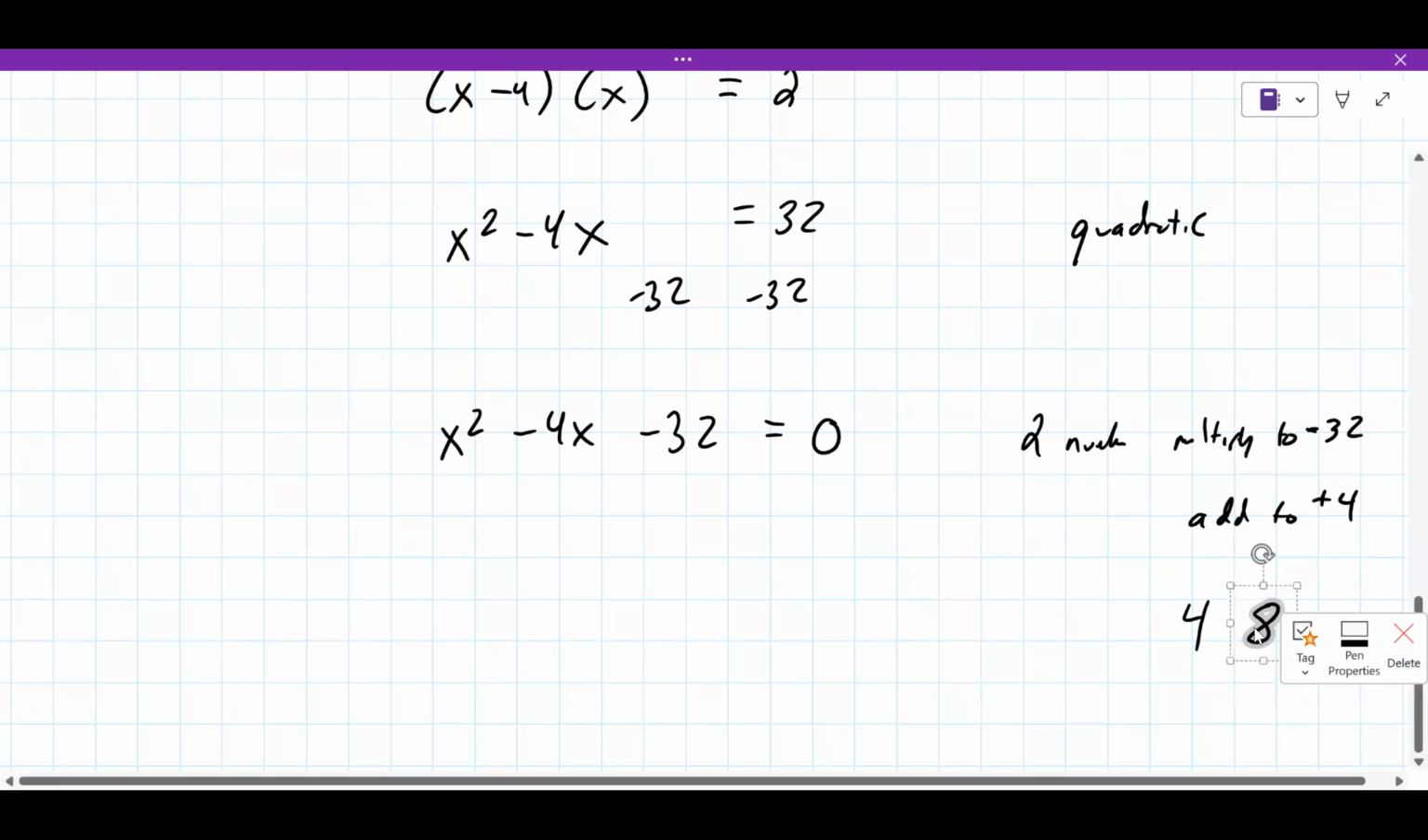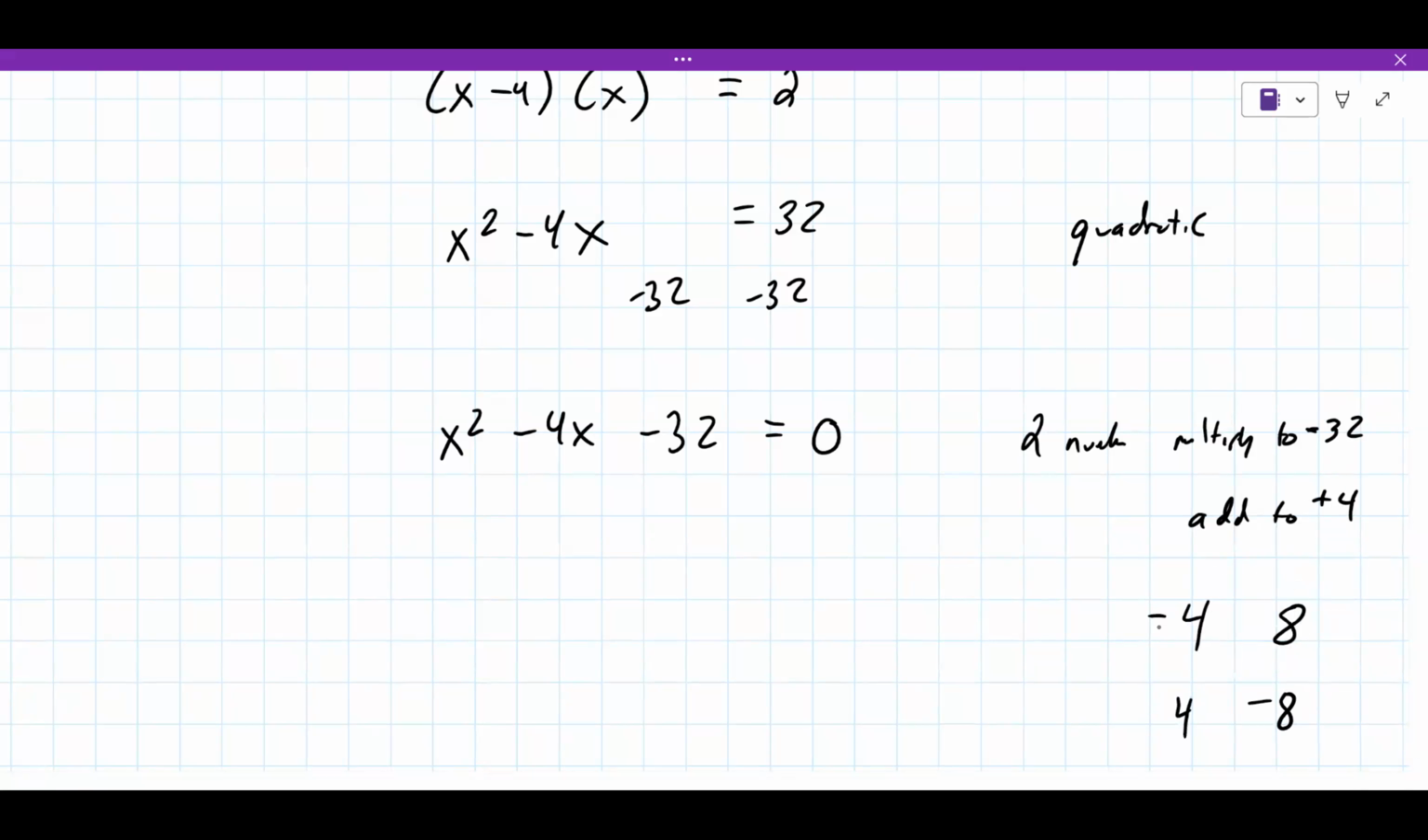Perfect. So which one is it? Which one has to be positive, which has to be negative? Remember, your goal is to add to positive 4, because it doesn't matter which one you negate to get to negative 32. They both work, but only one of them will add to positive 4. Got it.